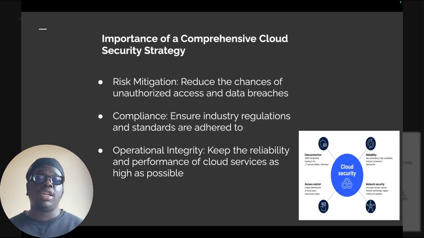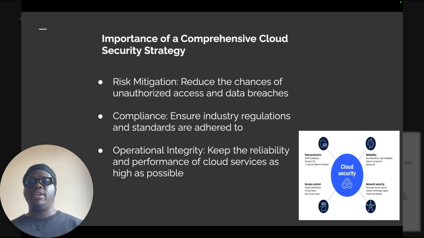So, first and foremost, we're going to look at the importance of a comprehensive cloud security strategy. The first reason you should have a comprehensive cloud security strategy is to mitigate risk. The first thing that a business is trying to do is make profit. The second thing they're trying to do is mitigate risk. So in this scenario, when we're talking about cloud security, we're trying to reduce the chances of unauthorized access and data breaches. When you have a data breach at the company, if it's a public company, it can affect shareholder price, and even if it's a private company, it can affect customer satisfaction and customer confidence in the company.